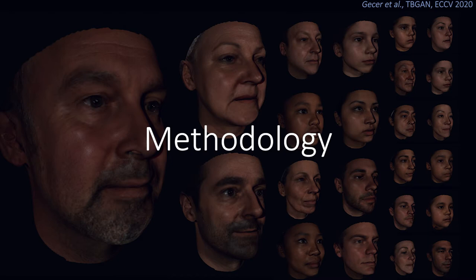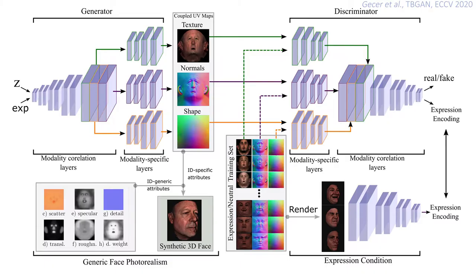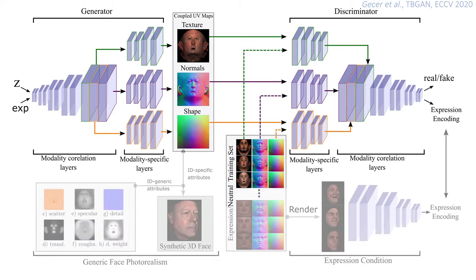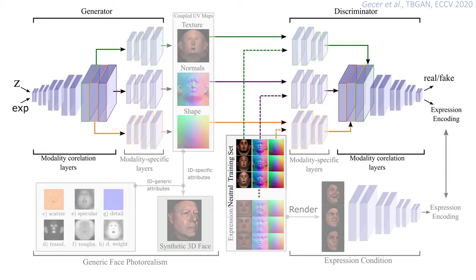In this paper, we present the first methodology that generates high-quality texture, shape, and normals jointly, which can be used for photorealistic face synthesis. To do so, we propose a novel GAN architecture that can generate data from different modalities while exploiting their correlations. In the proposed architecture, the separation for different modalities allows the branch layers to specialize in the patterns of each one of them, while the trunk layers maintain local correspondence.